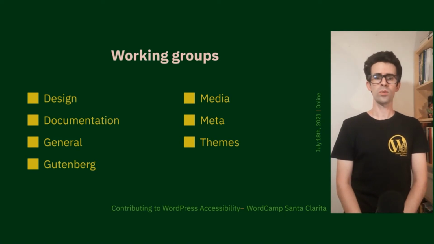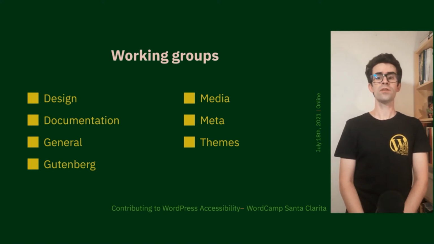The 7 working groups are, in strict alphabetical order, Design, Documentation, General, Gutenberg, Media, Meta, and Themes. Let's quickly have a look at each of them. You'll see that there are tons of different ways to contribute to WordPress accessibility, and you'll almost surely find something that interests you. The Design Working Group addresses all issues shared between the accessibility team and the design team.